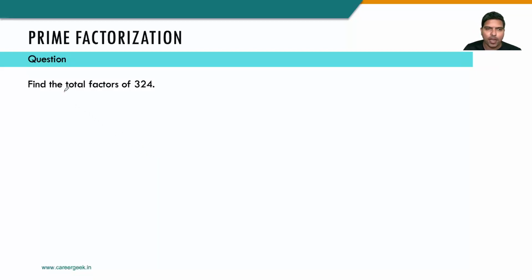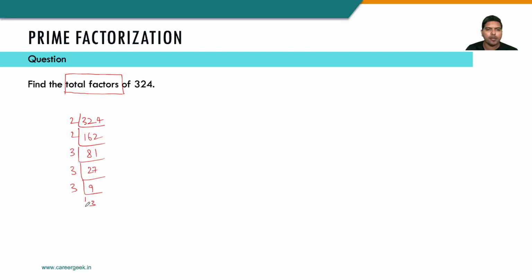Okay, total factors. So in the exam, you have to be extremely careful of positive, negative, total, whatever. So first step is you find the prime factorization and positive factors, right? So 162, one more 2, 81. 81 we know is 9 square. 27, 9, 3 and 1. So 324 is 2 multiplied twice and 3 multiplied 4 times.